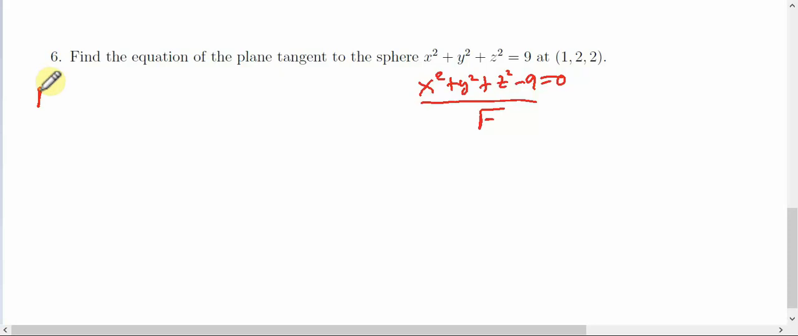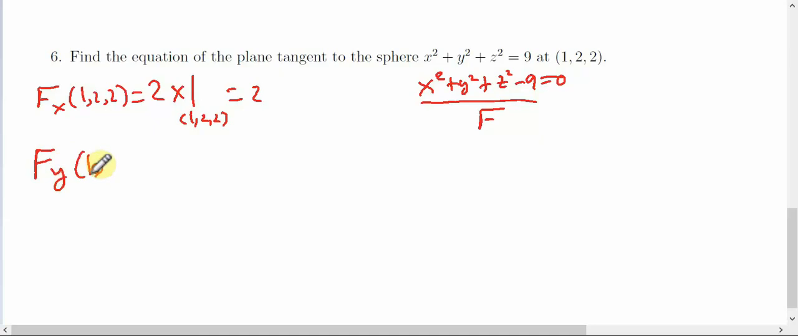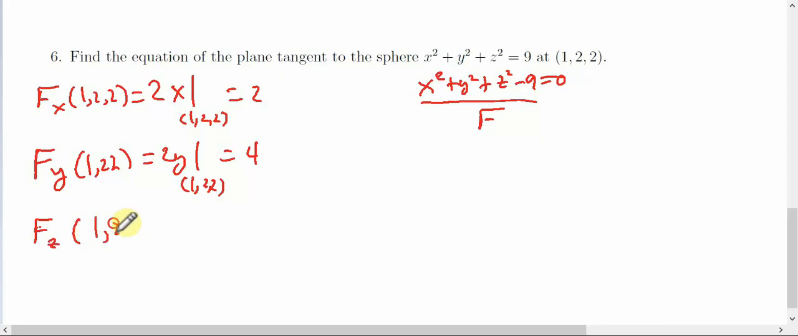And all I need is the partial of f with respect to each one of these evaluated at 1, 2, 2. So partial of f with respect to x is going to be 2x, and evaluate that at 1, 2, 2, and you're going to get 2. Partial with respect to y at 1, 2, 2. Well, again, this is not too bad. That's just 2y. And evaluate that at 1, 2, 2. And you're going to get 4. And partial with respect to z at 1, 2, 2 is 2z. And you're going to get 4 again.